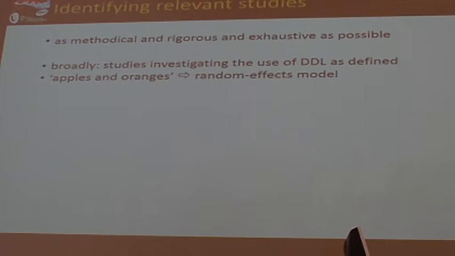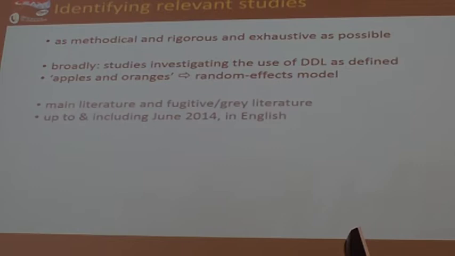You can't compare two things which are incomparable. So we are going to have to use a random effects model to try to connect all the data together. We would expect variation within this. The main literature: journal papers, book chapters, books, but we also wanted some fugitive or grey literature, especially in the form of conference proceedings and PhDs, which are often not included in meta-analyses, but we think they were important.